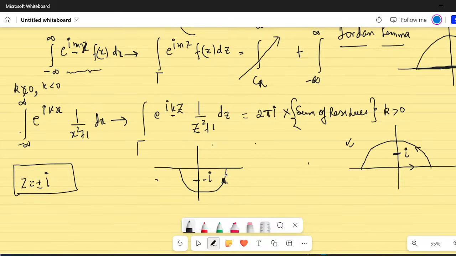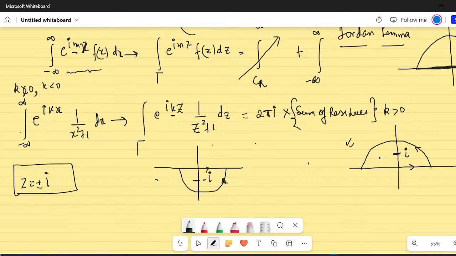On the lower half you have to move clockwise only. Here you have to move anti-clockwise, and there you have to move clockwise in order to keep these limits the same. So that I'm leaving up to you; you will be able to understand. If you write k negative, then it will be from infinity to minus infinity. So again, one negative is additionally required. So basically, I will be traversing on the lower half in the clockwise direction.